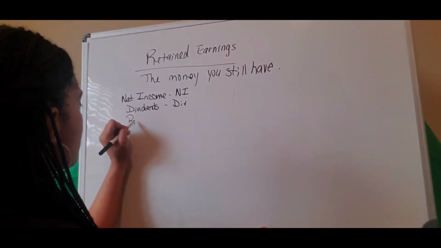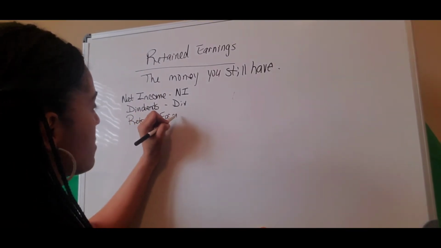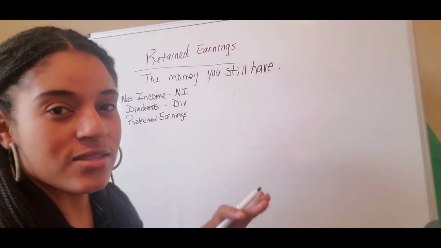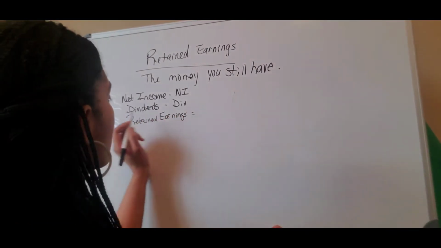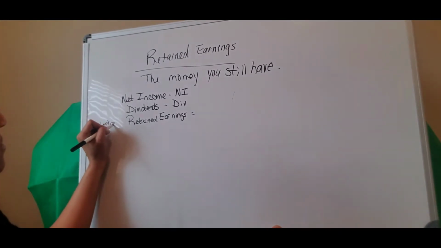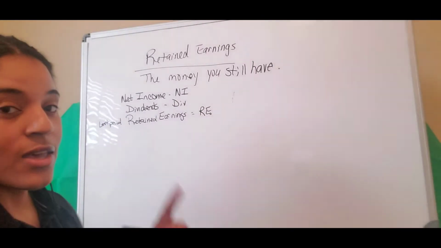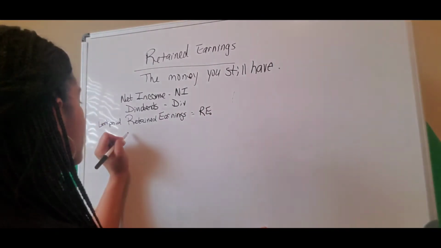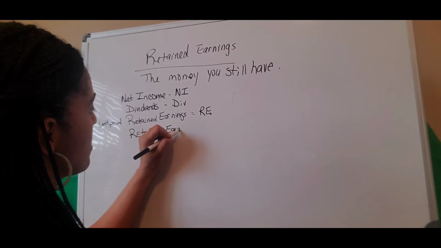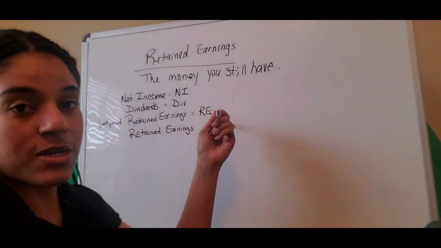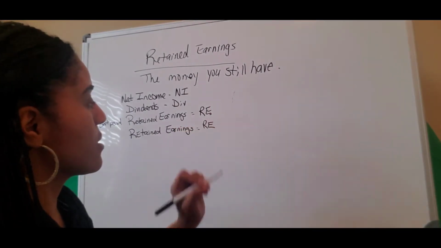We're trying to figure out retained earnings. We're going to be using retained earnings from the last period, and that could be last quarter, last month, last year, either way. This one's going to be RE sub 0. We're trying to get to this period's retained earnings, so we're going to write retained earnings again. That's how much money I have now. We're going to call that RE.